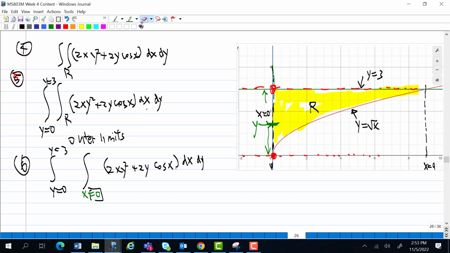So let me erase this one. x equal to 0 here is when it enters the yellow region. And again, going out, this is the equation y equal to square root of x here. That means y squared equal to x now. So x equal to y squared.